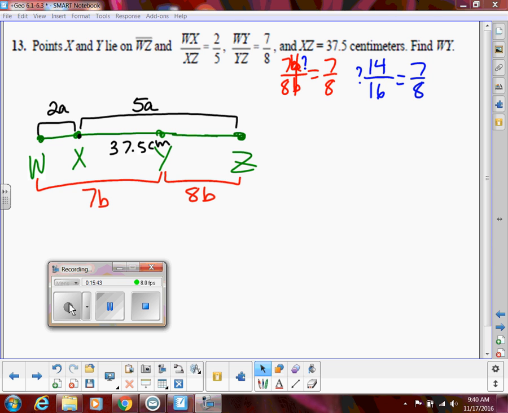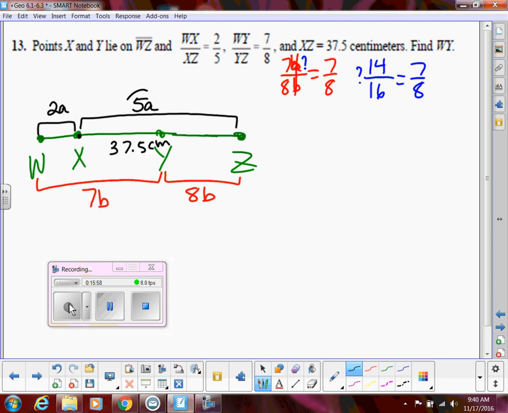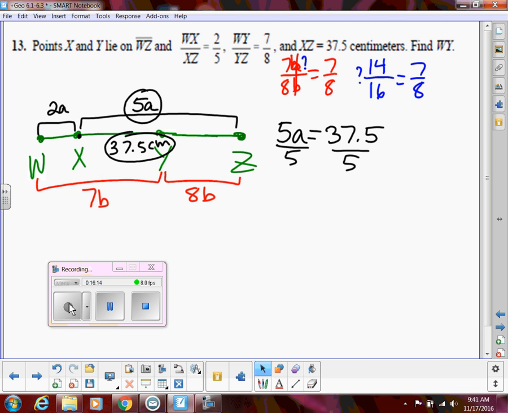Okay, so all we're trying to do basically is figure out what are those A's and B's? What are the multiples here that create these proportions? And so they just gave us one piece of information, and that was XZ. And notice that we labeled XZ with this 5A. So that's going to help us figure out what that little A part is. So if I divide by 5, then I get A is equal to 7.5.